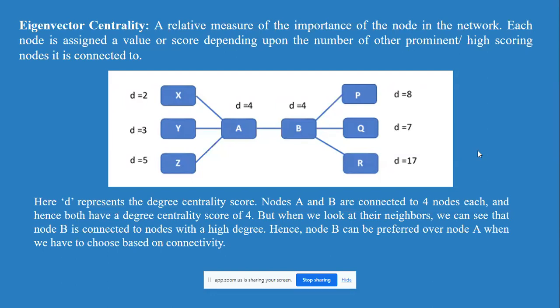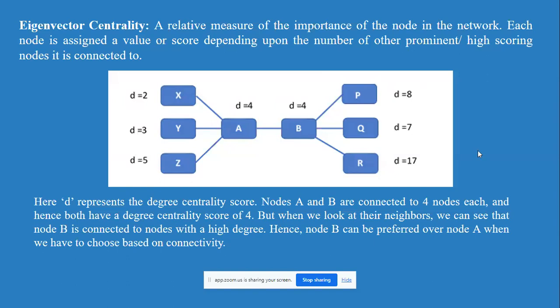Here, D represents the degree centrality score. Nodes A and B are connected to 4 nodes each. That means A is connected to X, Y, Z and B, so D is equal to 4. That means it is connected to 4 other nodes in the network. Similarly, we can see in this example that node B is also connected to 4 nodes: P, Q, R and A.